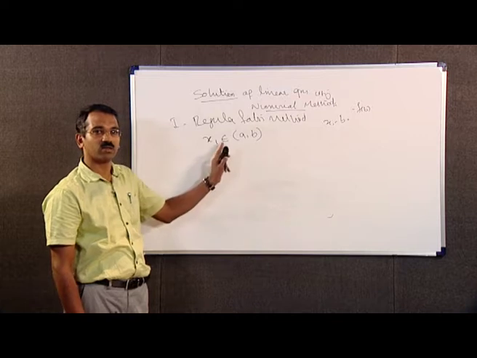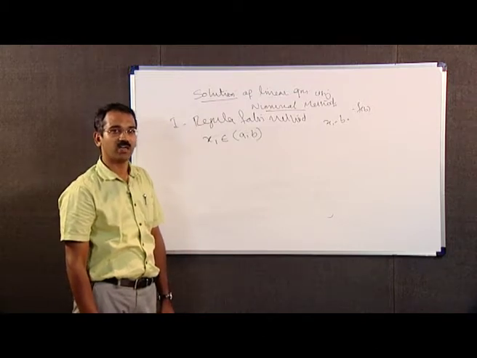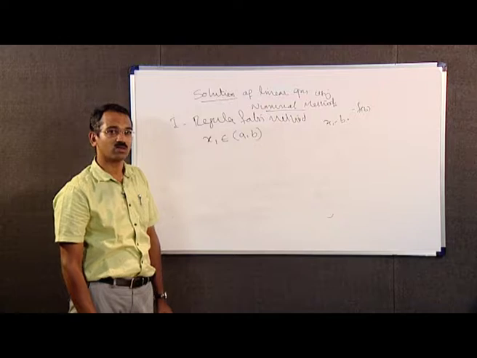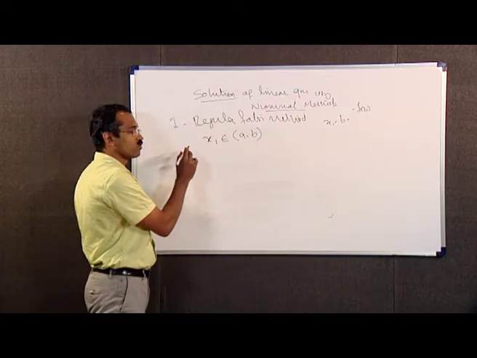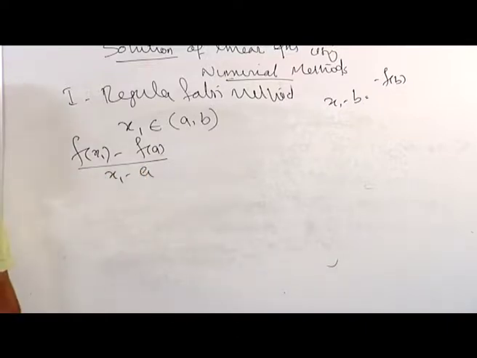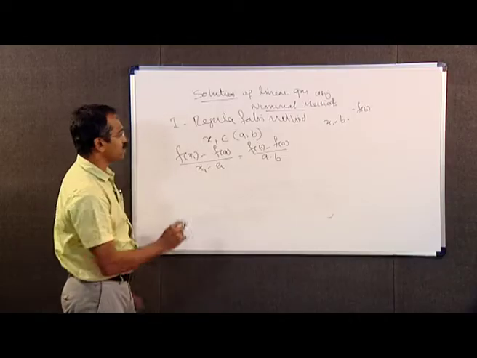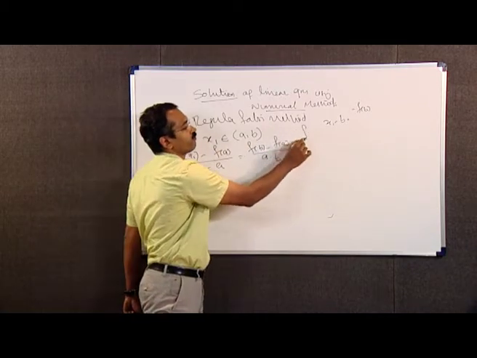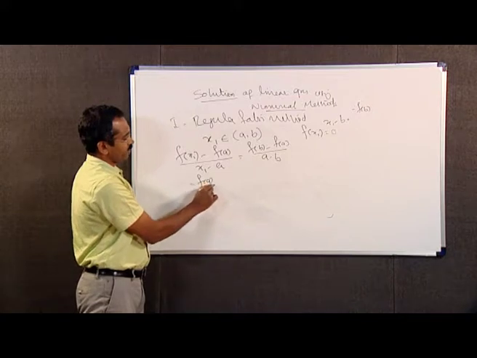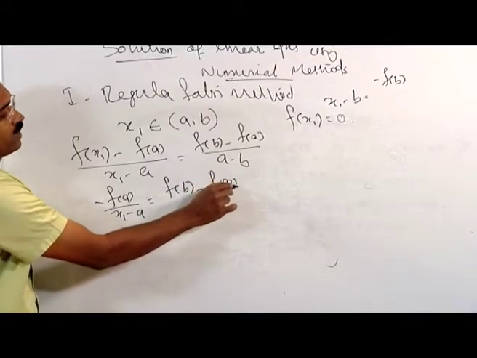We find this x1 by linear interpolation in the interval a b, that is, we find x1 on the assumption that the change in f of x is proportional to the change in x. This assumption is valid provided that a and b are close enough to the actual root. Thus, f of x1 minus f of a divided by x1 minus a is equal to f of b minus f of a divided by b minus a. Since x1 is the root, we have f of x1 is equal to 0. Therefore, this expression becomes minus f of a divided by x1 minus a is equal to f of b minus f of a divided by b minus a.